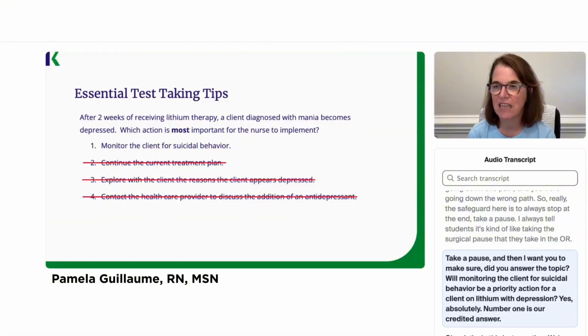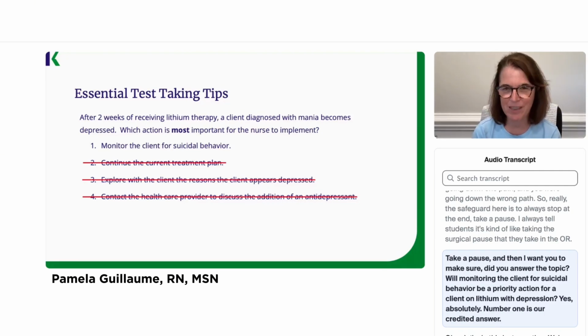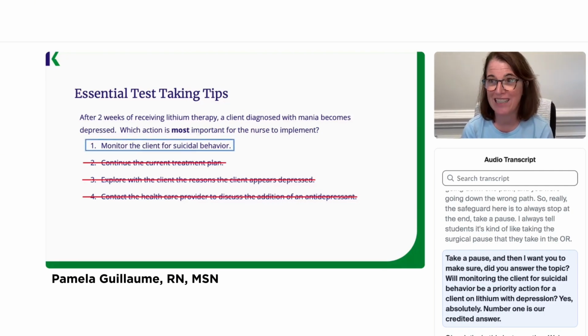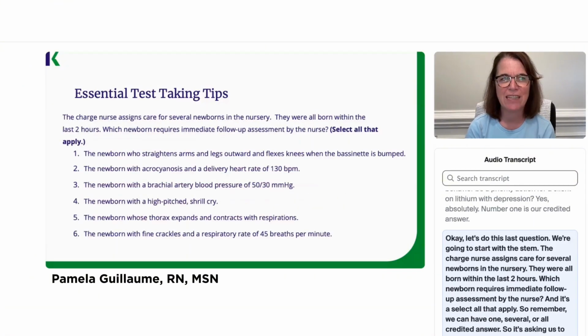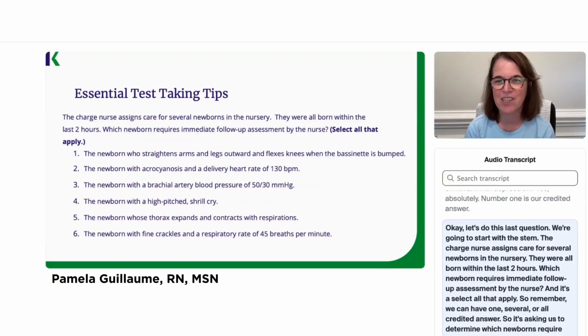Will monitoring the client for suicidal behavior be a priority action for a client on lithium with depression? Yes, absolutely. Number 1 is our credited answer. Okay, let's do this last question. We're going to start with the stem.